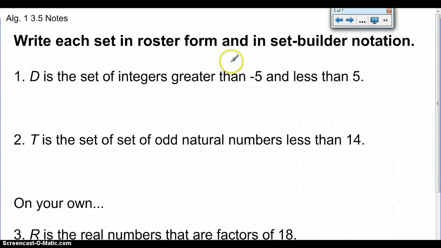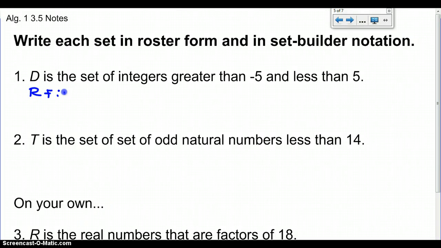I'm going to skip through these. This is what you guys have in the front of your guided notes. But we're going to start with number one, where you are going to write each set in roster form and in set builder notation. So for the first one, let's do the roster form first. D is a set of integers greater than -5 and less than 5. If you look on the front of your sheet, it says the roster form is the list of elements of a set within brackets.